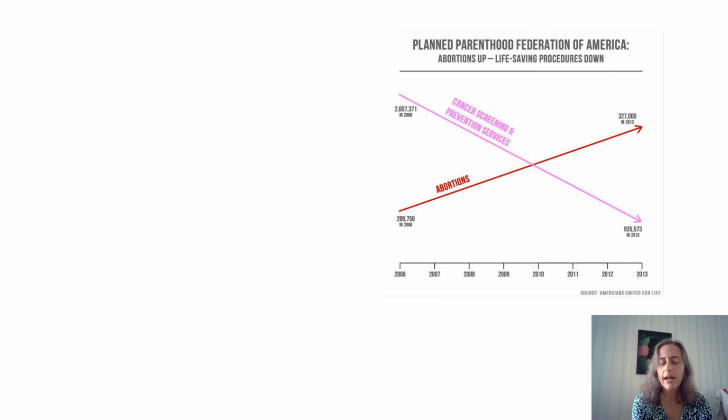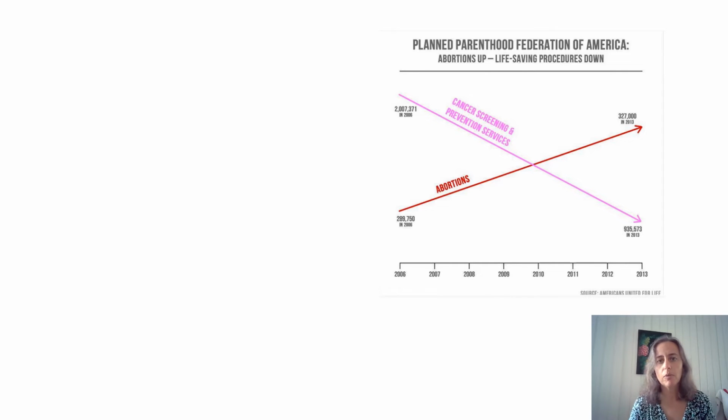But as you look at this graph, initially you're like, oh my gosh, abortions have gone way up and cancer screening and prevention has gone way down. You'd be like, oh my, what is going on with Planned Parenthood, right? They're just focusing on doing all abortions. Look, they're doing more abortions than they are doing cancer screening and preventative services. And if you're someone who doesn't favor legal abortion, you'd say, well, this is a travesty. This is horrible. They're not doing the things that we think they should.